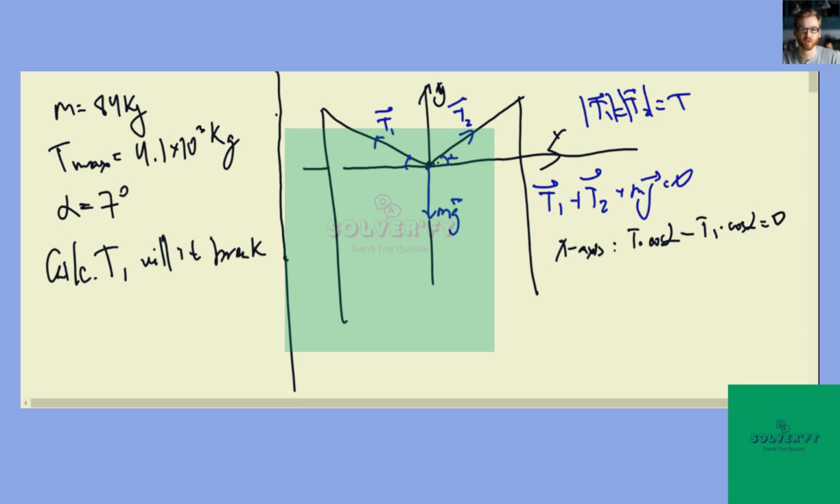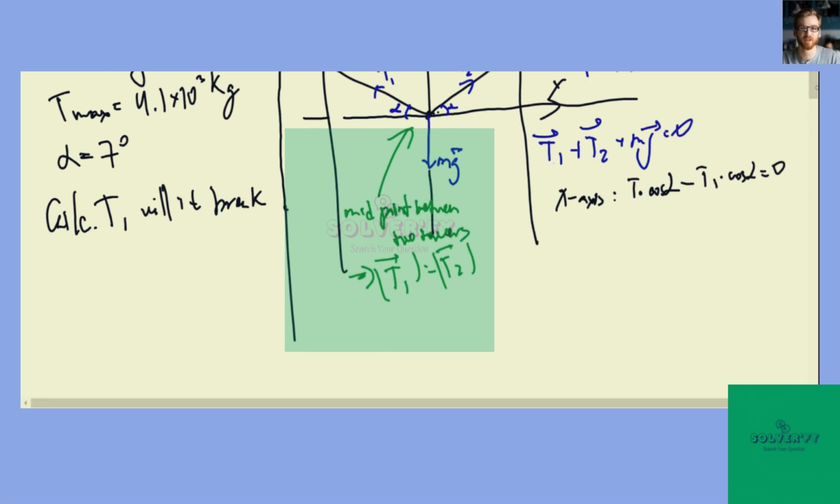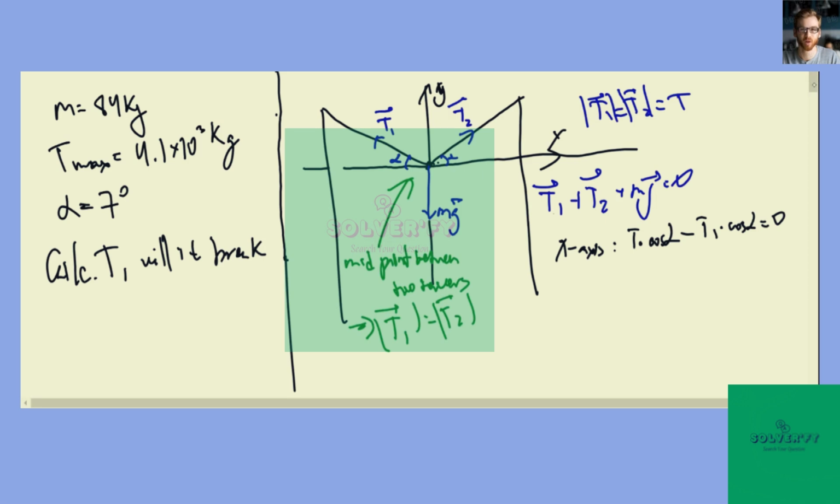And here, I probably should have made this comment earlier. This is the midpoint between two towers. Therefore, each tension has the same absolute value. And also, that's the reason why both these angles are alpha. So we don't learn anything from the x projection, but it's not a big deal because we also have the y projection.